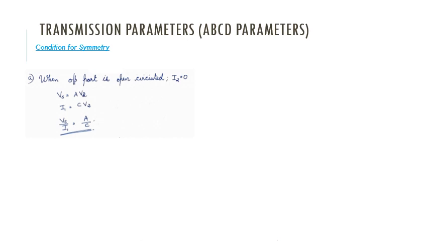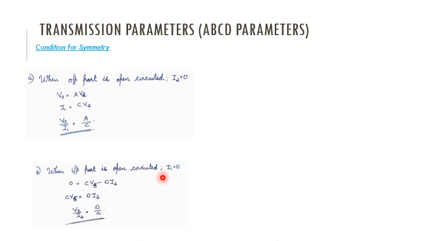Now the condition for symmetry. When the output port is short circuited, that means when I2 is 0, from the parameter equations we will get the expressions like this. Vs is equal to AV2. The second term in terms of I2 is eliminated. And the second equation, I1 is equal to CV2. Now Vs divided by I1 is A by C.